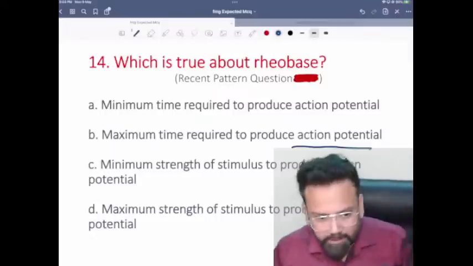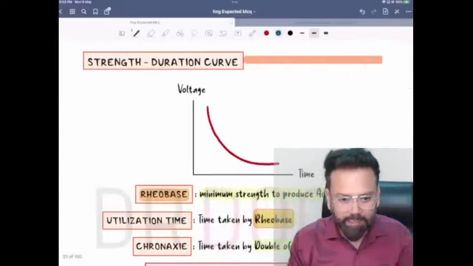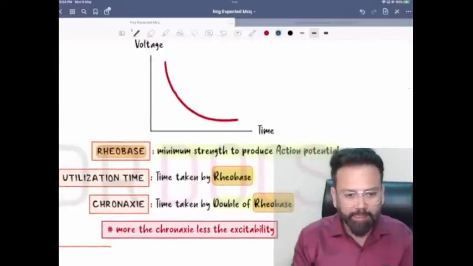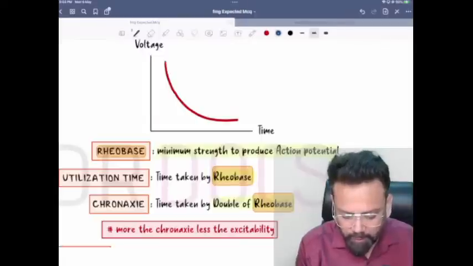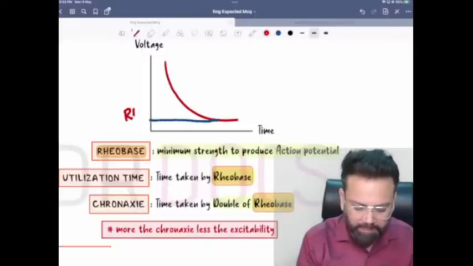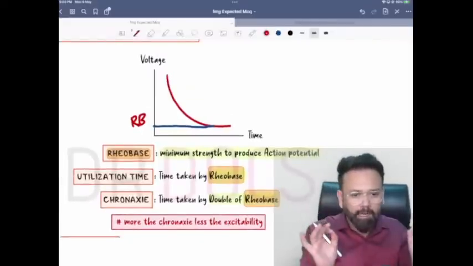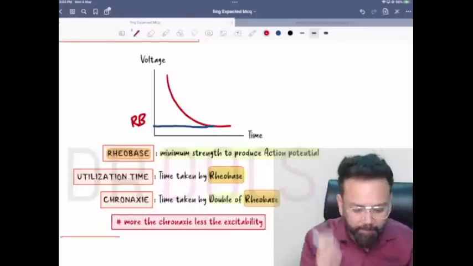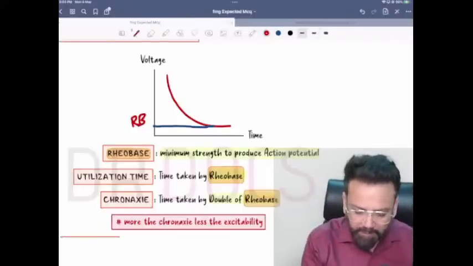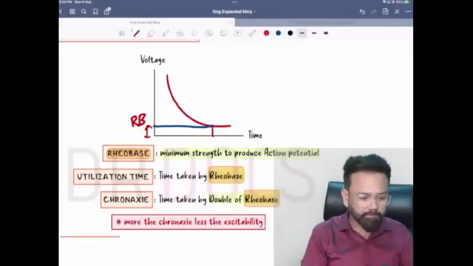Okay, so most of you are correct. Minimum strength of stimulus to produce action potential. See this diagram. If we plot the diagram between voltage and the time, the minimum strength of the current that can produce action potential is called as rheobase.